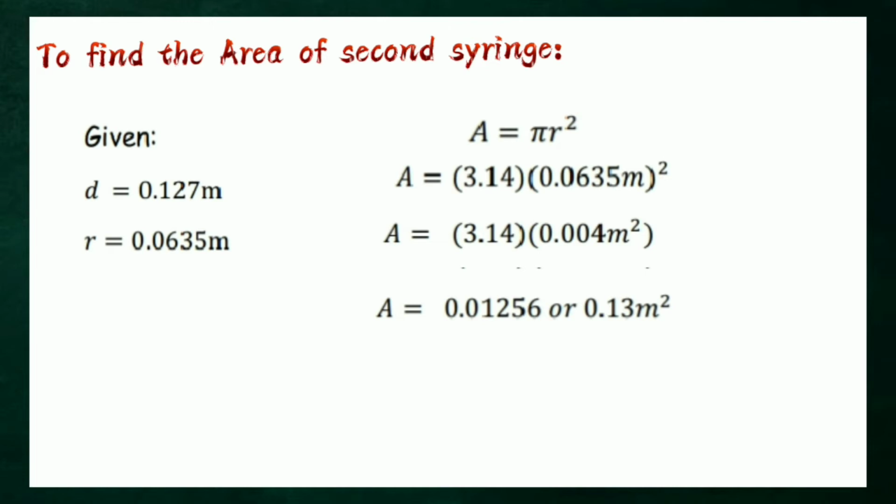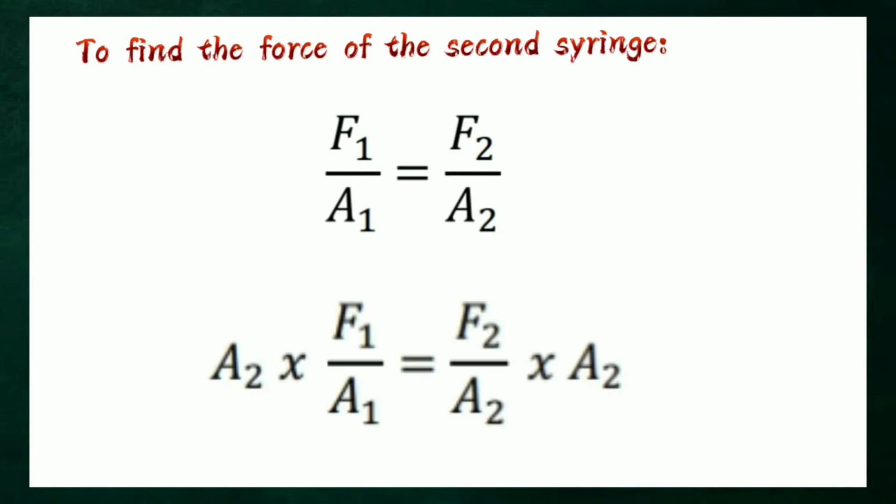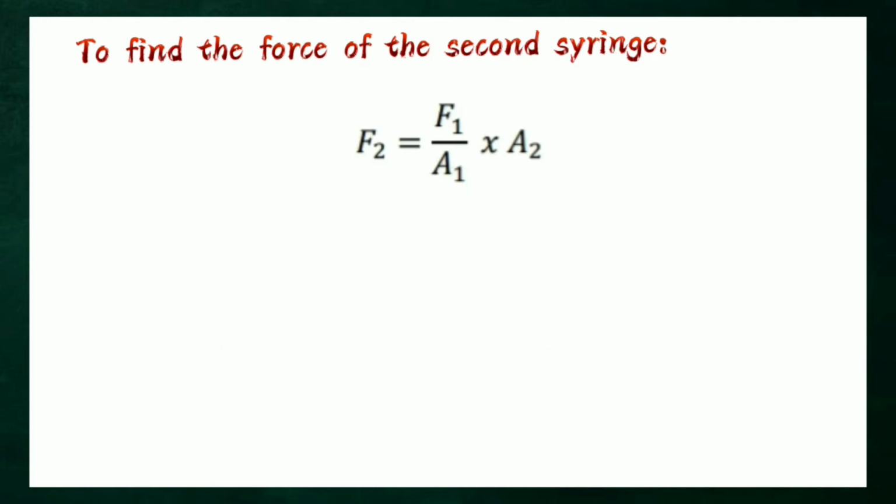Since we already have the values of the area of the first and the second syringe, let us now find the force of the second syringe. We will use the formula F1 over A1 is equal to F2 over A2. Since we are looking for F2, we need to derive this formula. To derive the formula for F2, we will multiply both sides by area 2. Then we will cancel out the area 2 on the right side. The formula for F2 will now be F2 is equal to F1 over A1 times A2.